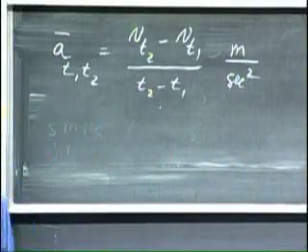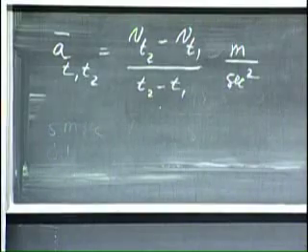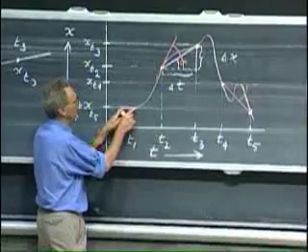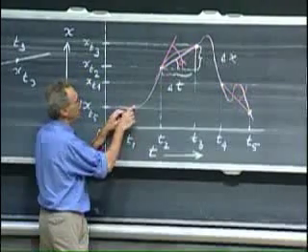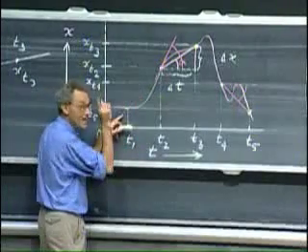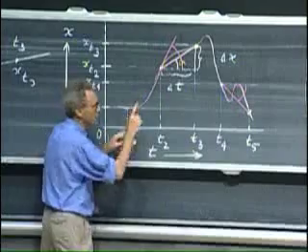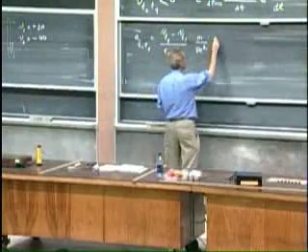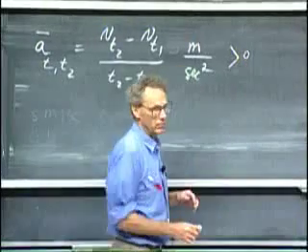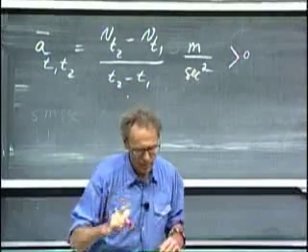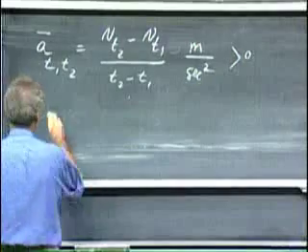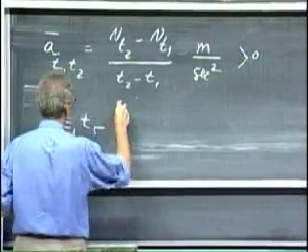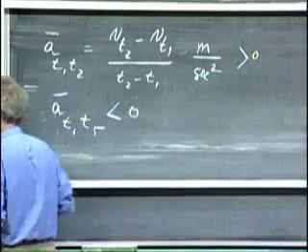In our case, from t1 to t2, notice the velocity is 0 at the start, and it begins to increase because this angle alpha increases. It's the angle that matters. The angle increases, so from t1 to t2, the average acceleration is larger than 0. Look at the angle. However, if you take the average acceleration between t1 and t5, that is smaller than 0.